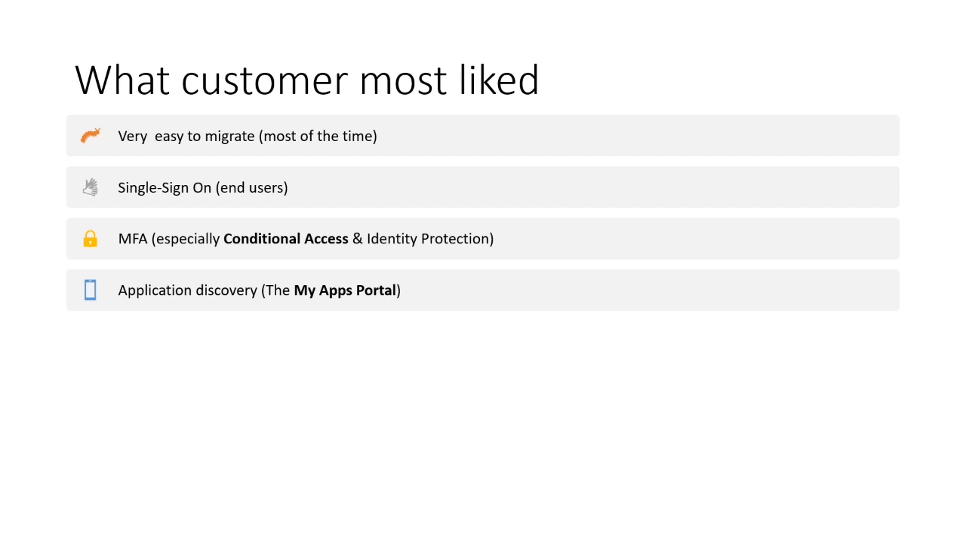A little hidden gem here in Azure AD is the so-called My Apps portal, where you can find all the applications that you have access to through Azure AD. As you can see, I have some of the things in bold here. That means I will go deeper into them later on.